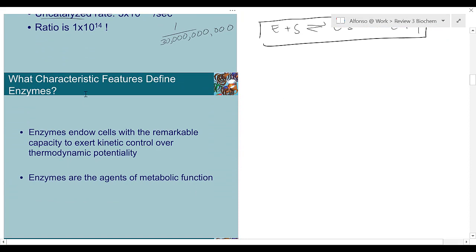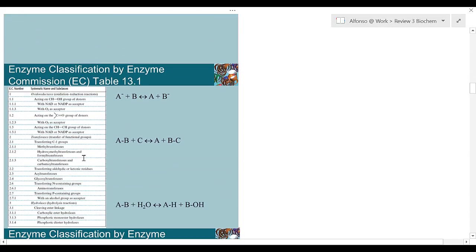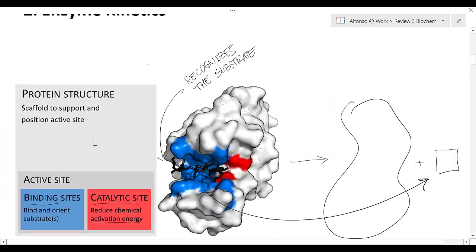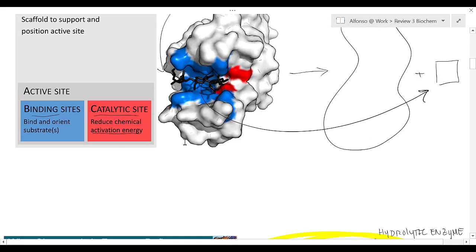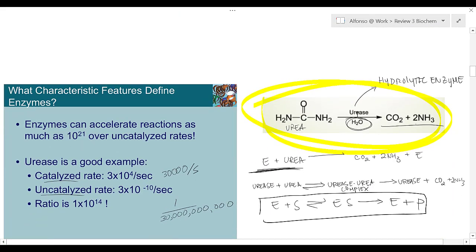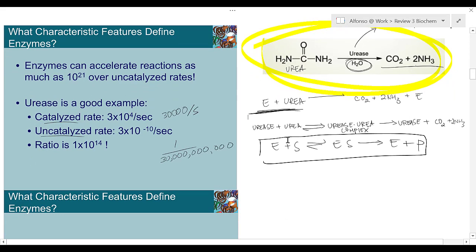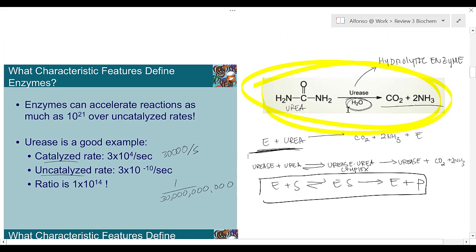Enzymes endow cells with the remarkable capacity to exert kinetic control over thermodynamic potentiality. All right, so as I was saying over here, there are many different types of enzymes, and urease is an example of an enzyme which requires water to perform its reaction. But not all enzymes require water. And this is what makes urease a hydrolytic enzyme.